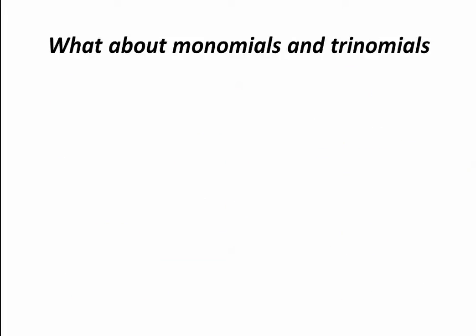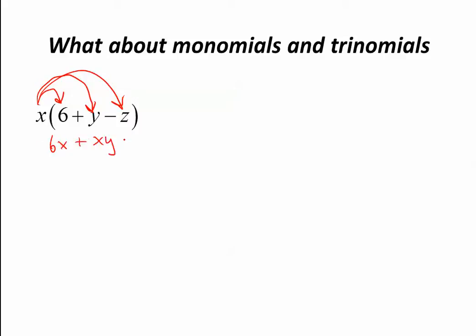What about monomials and trinomials? Okay, well, remember that we're supposed to multiply the term outside the bracket. So in this case, x by every term inside the bracket. So x times 6, x times y, and x times negative z. So that's 6x plus xy minus xz. And of course, we should put everything in standard form.